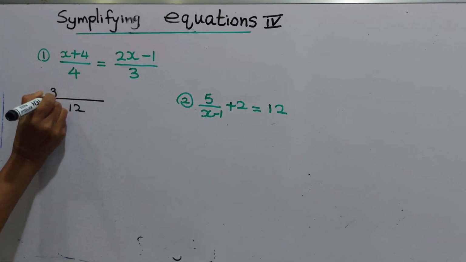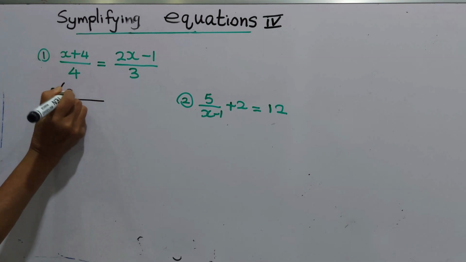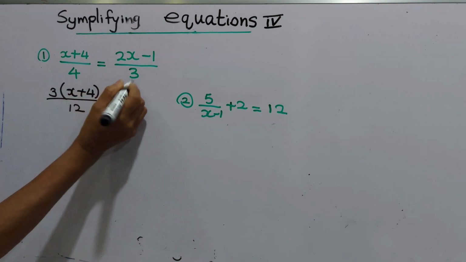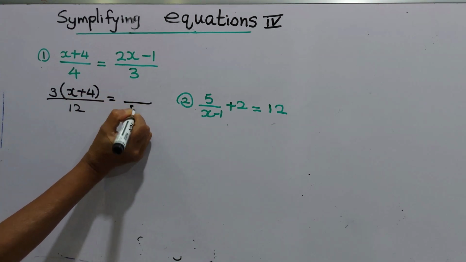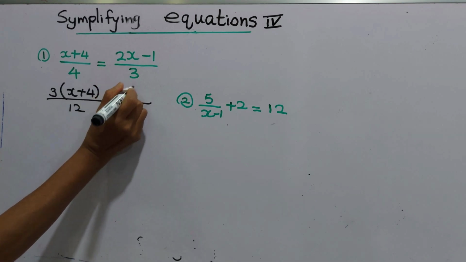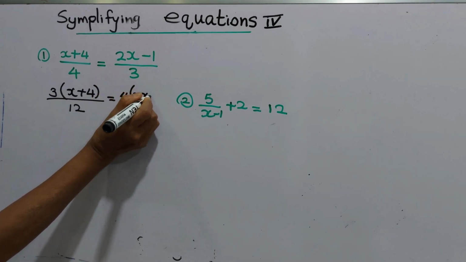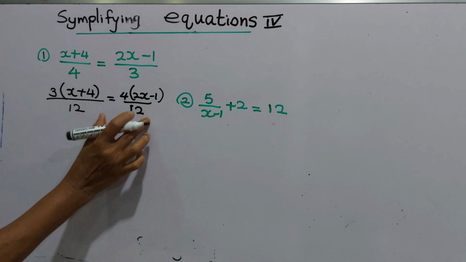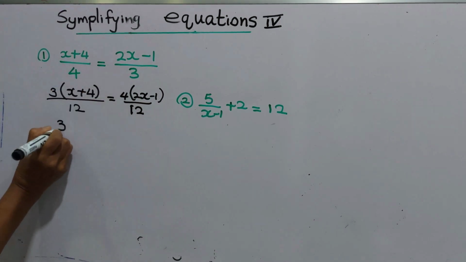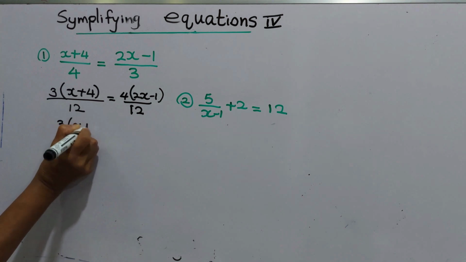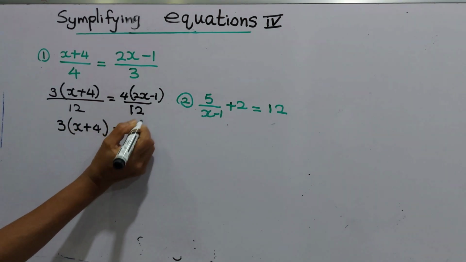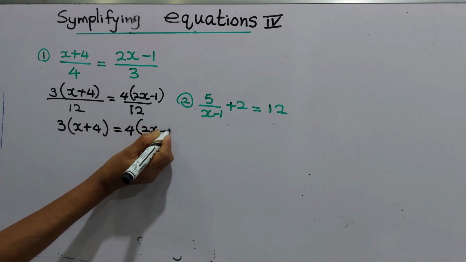Then, under 12, how many 4s are there? 3. So 3 into x plus 4 equals... Under 12, how many 3s are there in 4? 4 into 2x minus 1. Then with the same denominator, we can write the numerator: 3 into x plus 4 equals 4 into 2x minus 1.